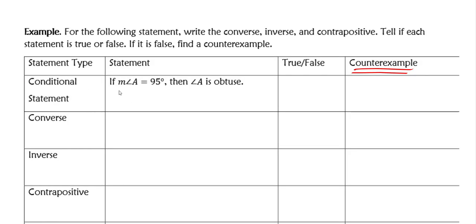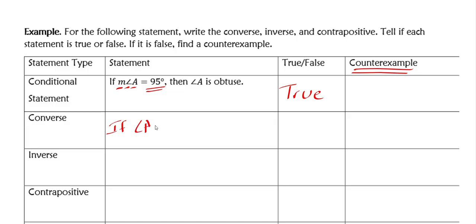All right, so our conditional statement: if the measure of angle A, I just want to make sure that you're familiar with that notation, the measure of angle A is 95 degrees, then angle A is obtuse. That statement is true. That is called an obtuse angle because it's greater than 90. The converse is switching the order.